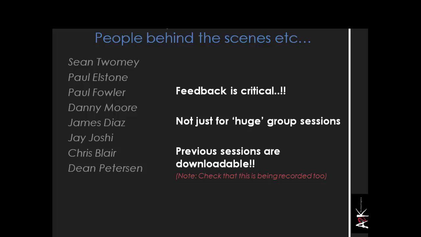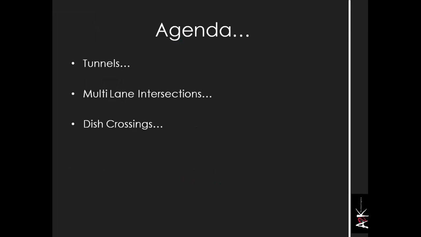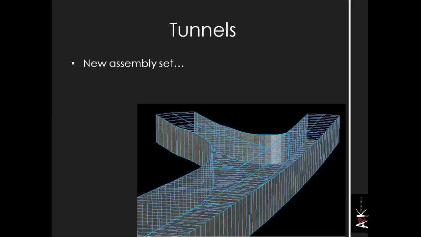The previous sessions are downloadable, in case you weren't aware of that. We can show you where those links are later on, and we'll go from there. So in very simple format, our agenda is going to be, we look at tunnels, we look at intersections with more than one lane, and we do a little bit about ditch crossings. So we're hoping that one of those topics will be of interest to everyone.